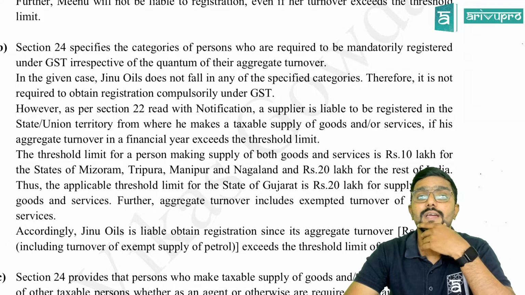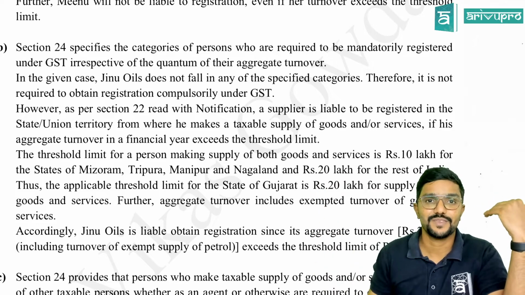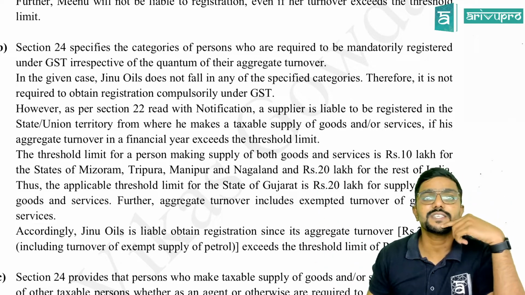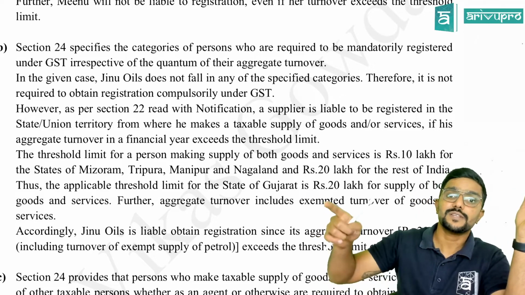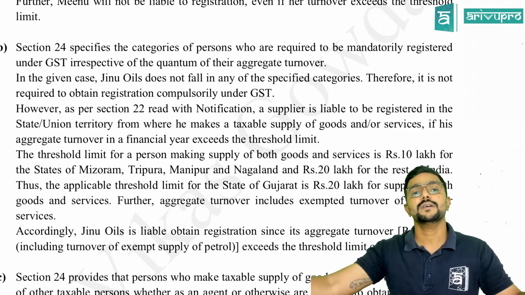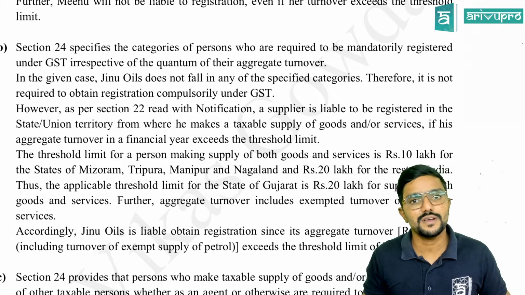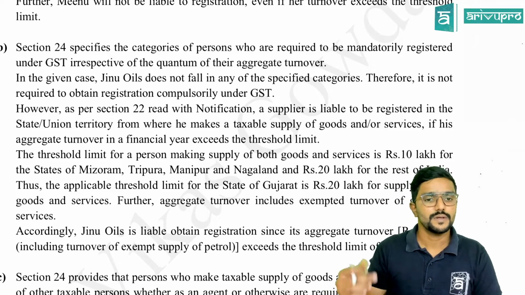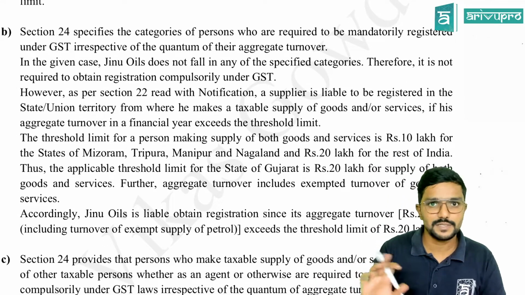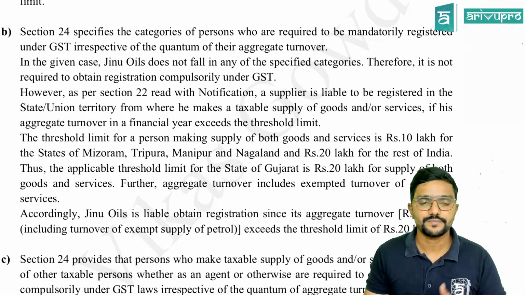No. Why? Because along with petrol, oil, he is also supplying services. So you are not covered under section 23 subsection 1, because 23(1) is only for the person who is exclusively providing supplies which are not taxable under GST or exempt. So here he is supplying petrol, oil along with services. So for you 23 exemption is not available. So you need to check whether 22 is applicable for you.